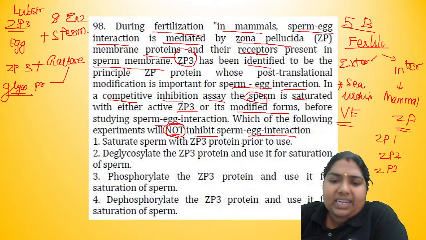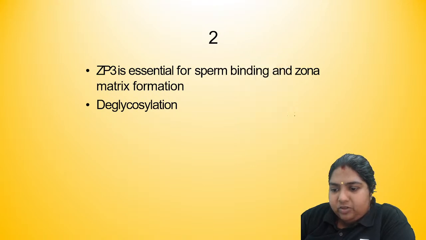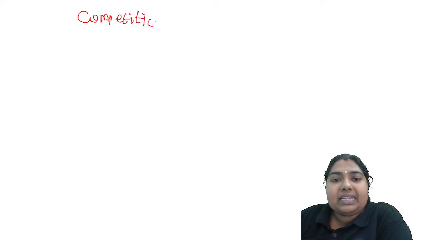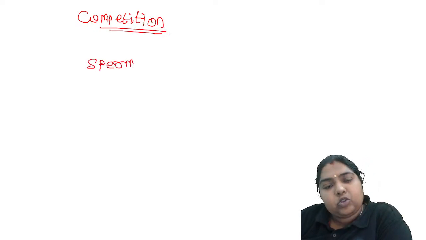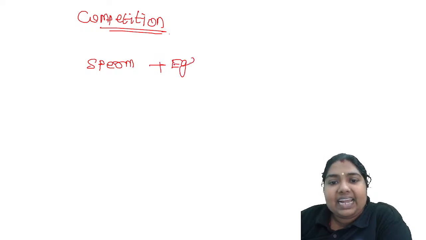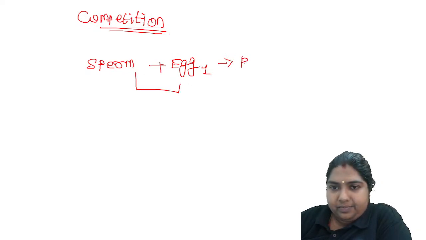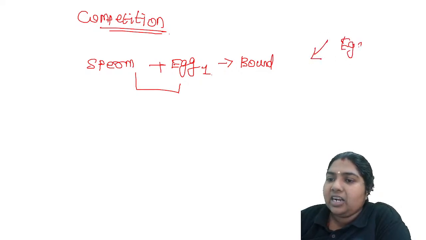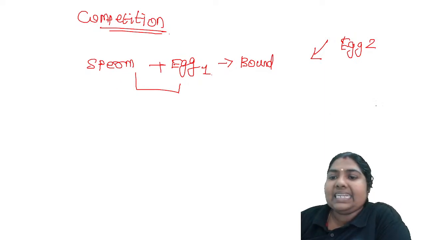Good everyone. Good try. First I will tell you one point, then we will come back to this. What do you mean by competition? There is going to be one sperm. To this sperm, you are adding this egg number 1. If these two are bound, now you are adding this egg 2. Can this sperm now bind the new egg?